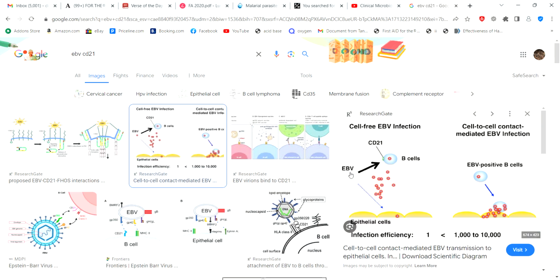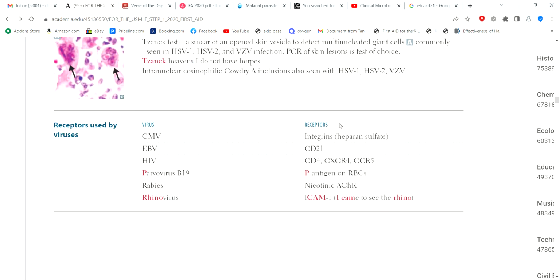So this is the Epstein-Barr virus. This is the B cell. It's chilling normally in our body, and naturally the CD21 is on top of the B cells. EBV comes directly for the CD21 and affects the B cells. How evil. Anyway, so that's that.